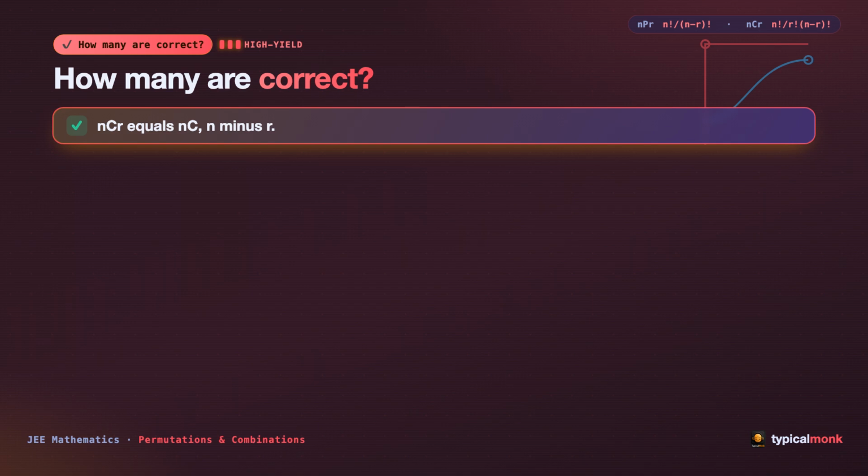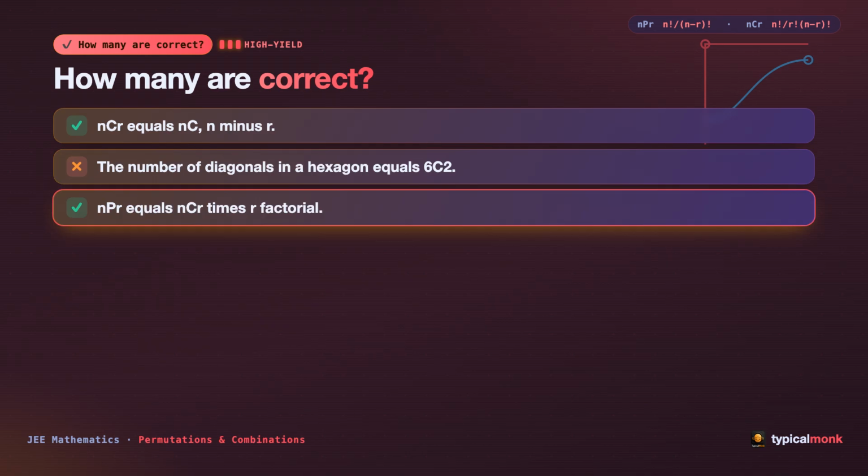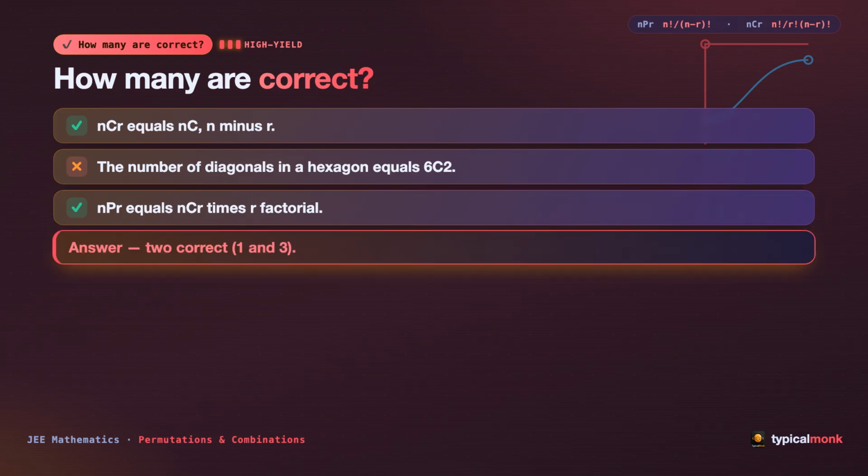Here is a favorite GATE format. I read some statements. You silently count how many are correct. Statement 1. nCr equals nC(n minus r). Hold your verdict. Statement 2. The number of diagonals in a hexagon equals 6C2. Think before you answer. Statement 3. nPr equals nCr times r factorial. So, how many are correct?